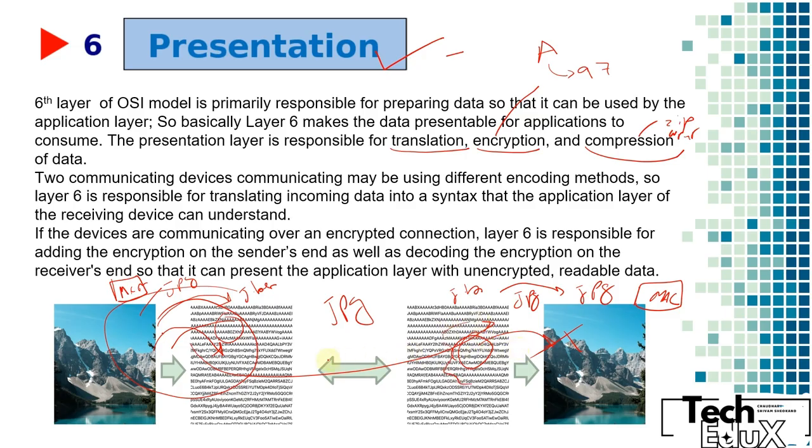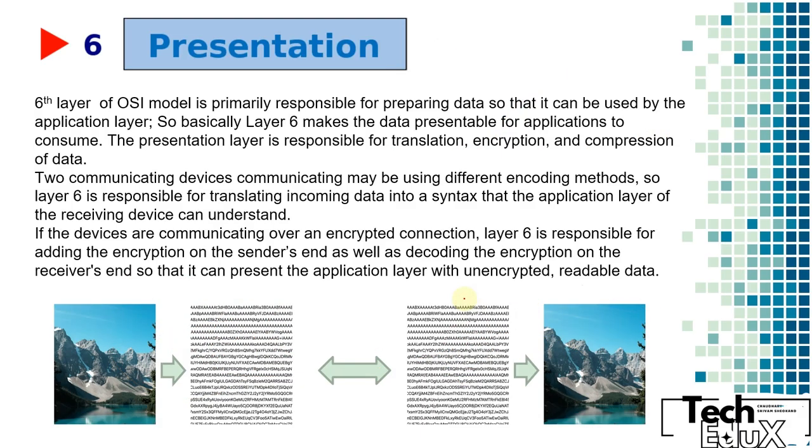So it means both computers should have a language of love, basically. They should have understanding about how to convert this format to JPEG format and vice versa. So two communicating devices may be using different encoding methods. So layer 6 is responsible for translating incoming data into a syntax that the application layer of the receiving device can understand. Okay, so whatever it is going to translate, the application layer, which is at the 7th layer, should have a clear understanding of this syntax.